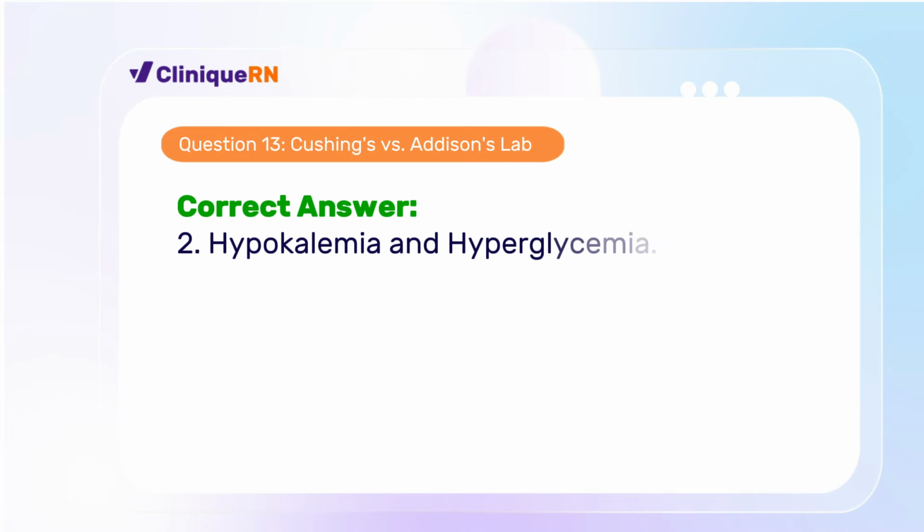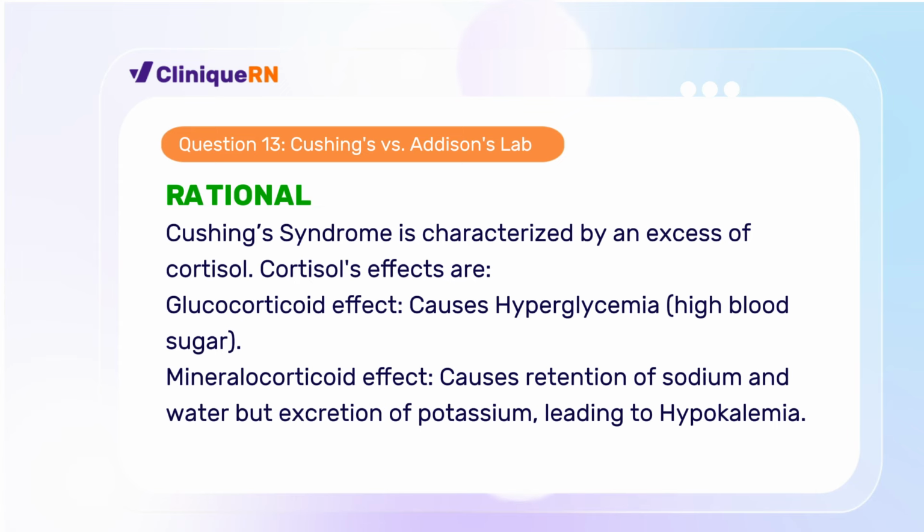The correct answer is 2. Hypokalemia and hyperglycemia. Rationale: Cushing's syndrome is characterized by an excess of cortisol. Cortisol's effects are: glucocorticoid effect causes hyperglycemia, high blood sugar. Mineralocorticoid effect causes retention of sodium and water but excretion of potassium, leading to hypokalemia.